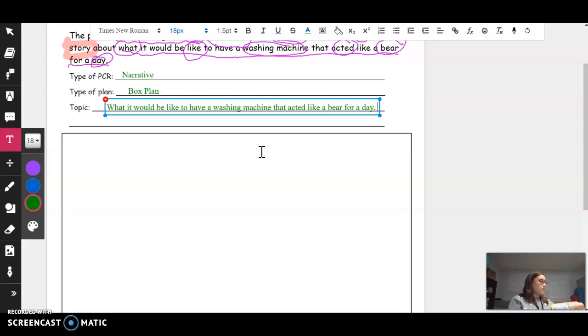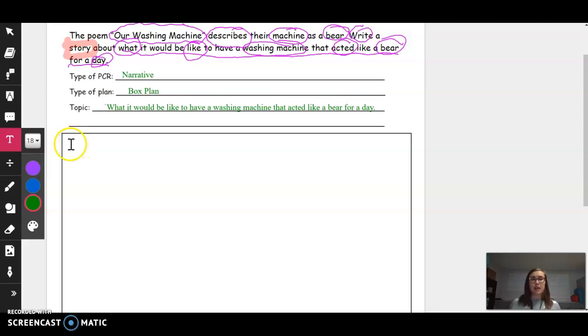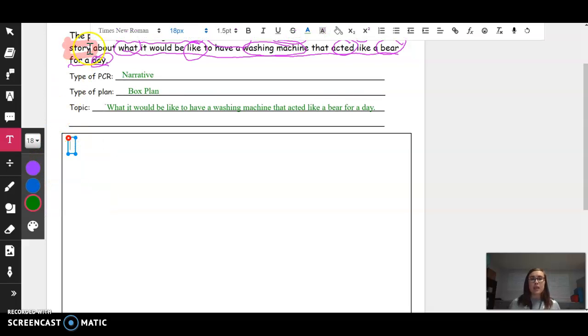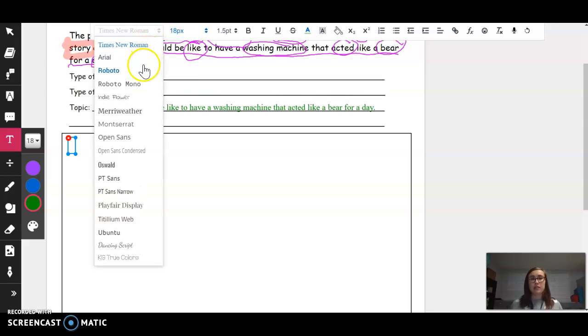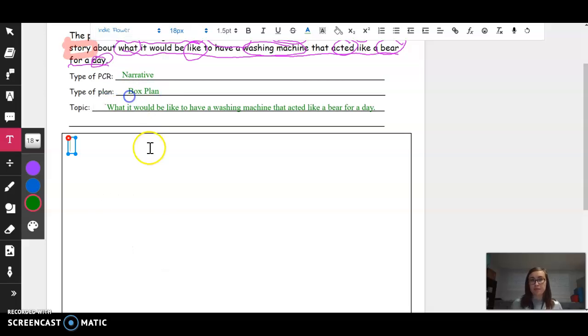So this poem is very short, and it's just about a washing machine that acts like a bear, and what it does. So for me, I'm going to be talking about how it would be like to have a washing machine that acted like a bear for a day. My very first thing that I am going to fill out is my characters.